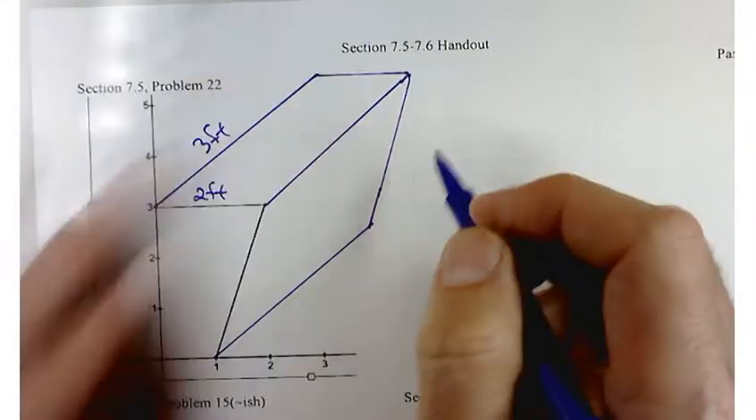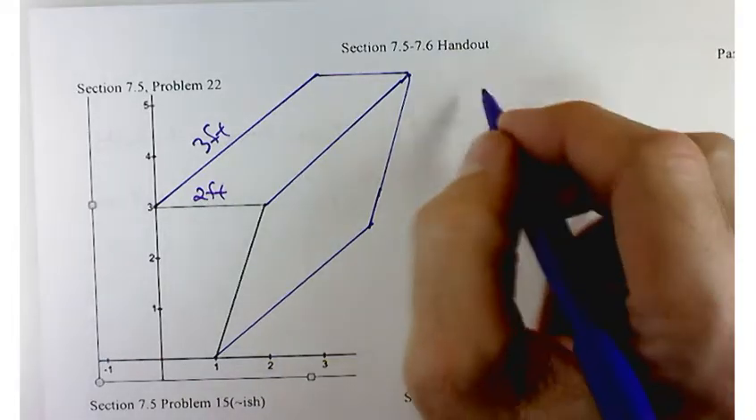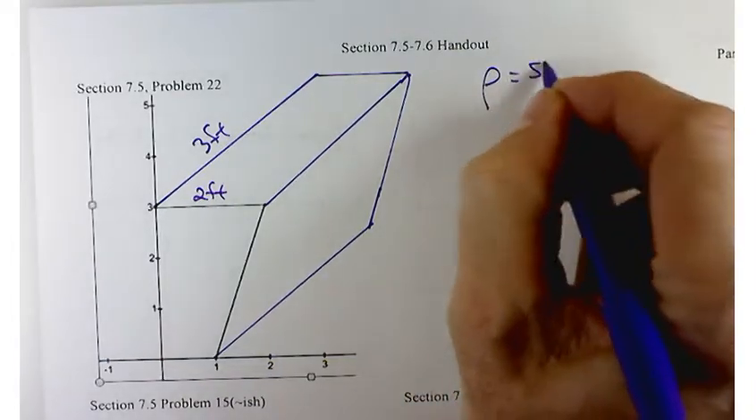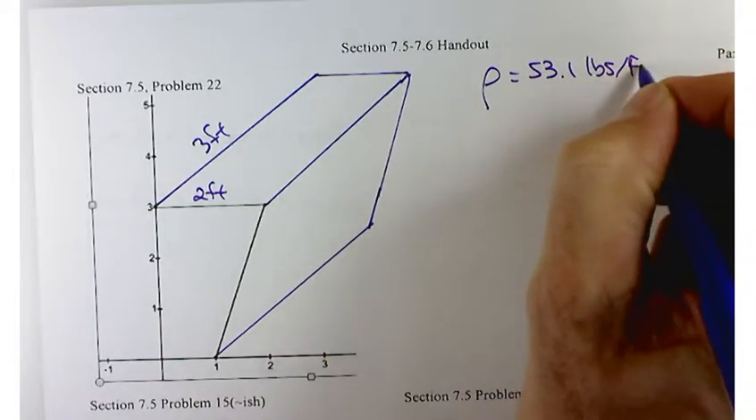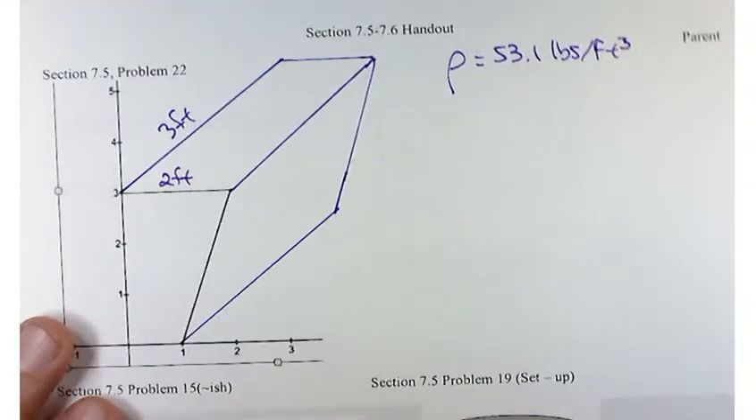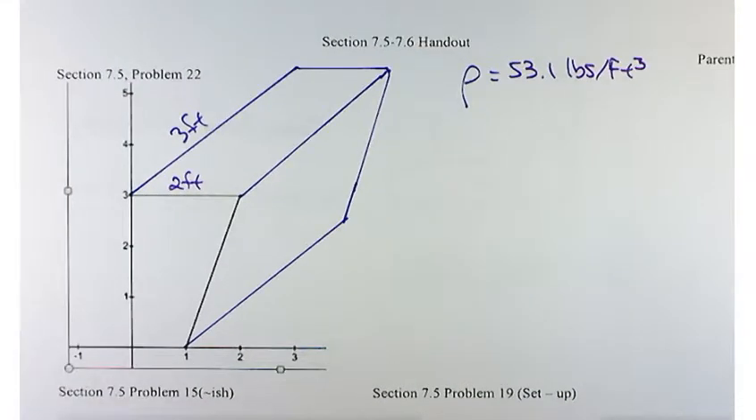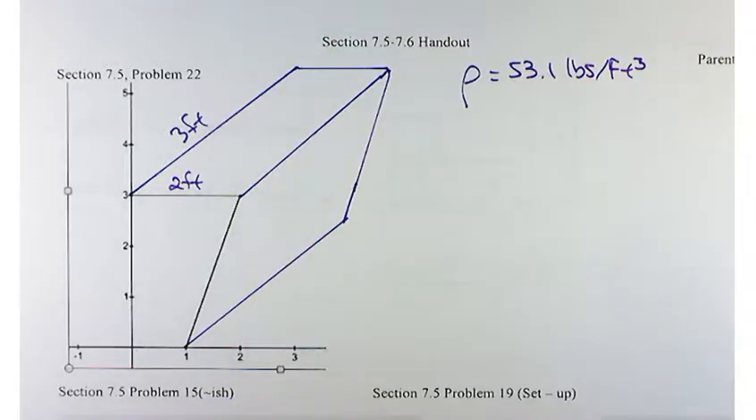And it's filled with some kind of fuel that weighs 53.1 pounds per cubic foot. So 53.1 pounds per foot cubed. We're going to do the same thing we did with previous ones. We're going to try and set up the integral that would represent how much work it takes to pump fuel to the level of the engine.